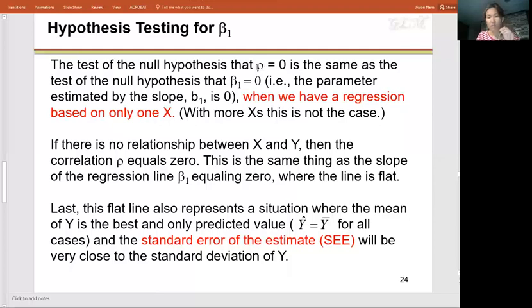This correlation is between what and what? Y and Y hat. Between Y and Y hat. So estimated Y and observed Y. So they are the same. If the correlation between the two is 0, it means your model is not good. Okay. So this is the same as this, meaning this model is a simple regression model. Okay, only one X.